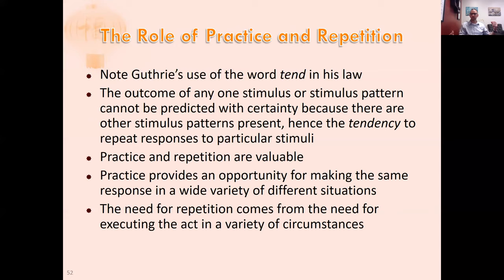So Guthrie says basically that we tend to perform the same way. We have these tendencies, and practice is opportunities to have different sensations and perceptions that might generalize our specific reaction in a certain circumstance. That practice provides an opportunity for making the same response in a wide variety of different situations. So we learn all or nothing, but we need to learn all or nothing in a variety of different circumstances to really be able to respond effectively in all these different circumstances.